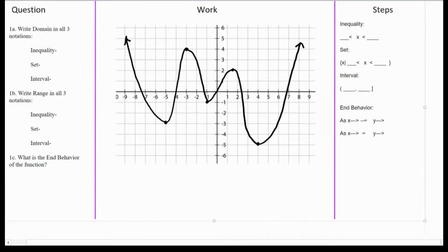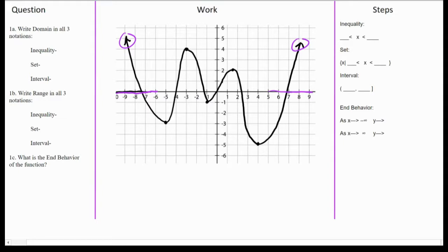Here we are asked to write the domain, the range, and the end behavior of the given function, and we have to use every notation. So for the domain, because the domain talks about the x-axis, we are going to see how far it goes to the left and how far it goes to the right.